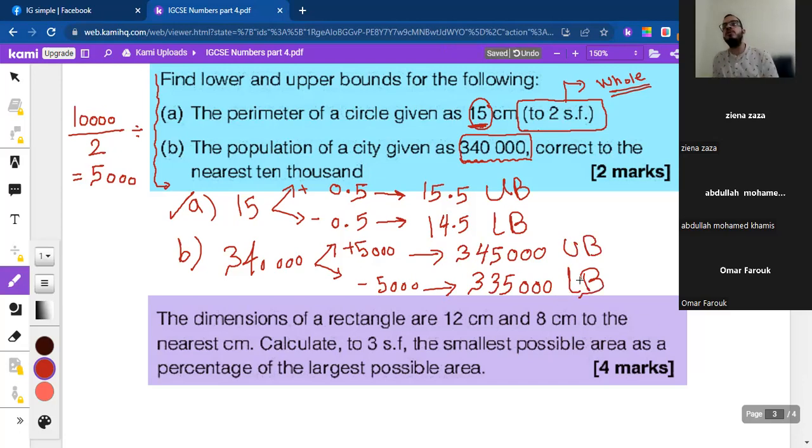If I ask you to nearest 100 million, no problem. Take the 100 million, divide it by 2, take the number, add it and subtract it. To nearest tens, you take the number, divide it by 2, and you add it one time and you subtract it another time. And it's like this. Any questions?